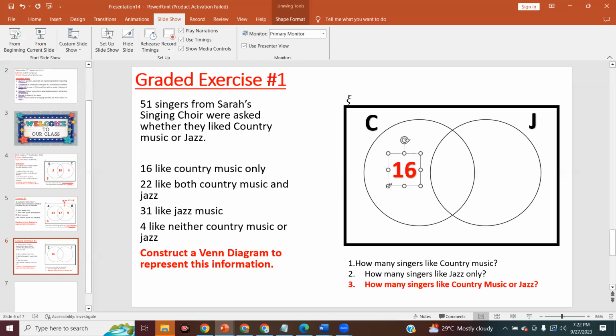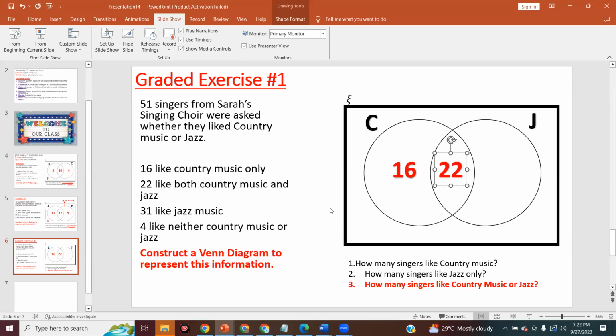All right, a moment of truth. What do you have for the middle? 22. Why 22? Because both country music and jazz. Very good. Both country and jazz, so you have to put both for this one. So it's going to be 22. Very good.